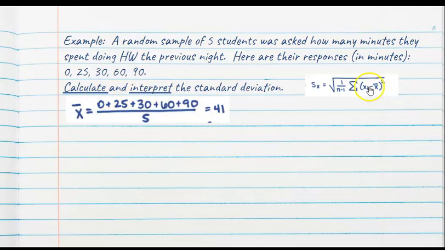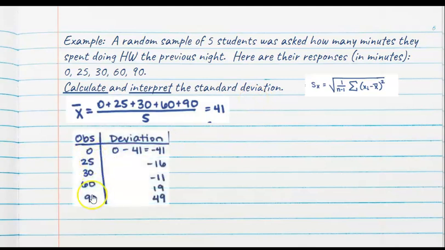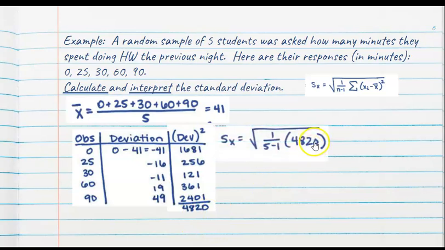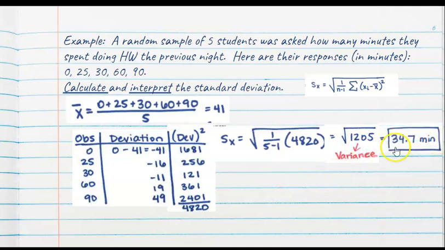So if you remember the formula, the next thing I need to do is take each observation and subtract the mean. So I take each observation, subtract the mean. Then I'm going to square my deviations, total it up. Then I'm going to divide that total by 5 minus 1, or divide it by 4. That value right there is my variance. Then I take the square root and I get 34.7 minutes. Now, this is the calculate part.